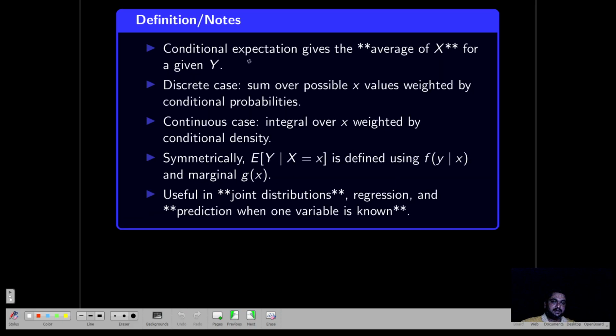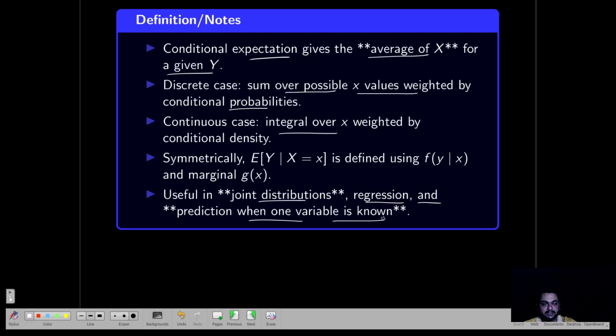So why do we need this? Conditional expectation gives the average of x for a given y. Sum of possible x values weighted by conditional probabilities. Continuous case is integration. So it is useful in joint distributions, regression and prediction when one variable is known. In machine learning we'll see. Let us take this example.